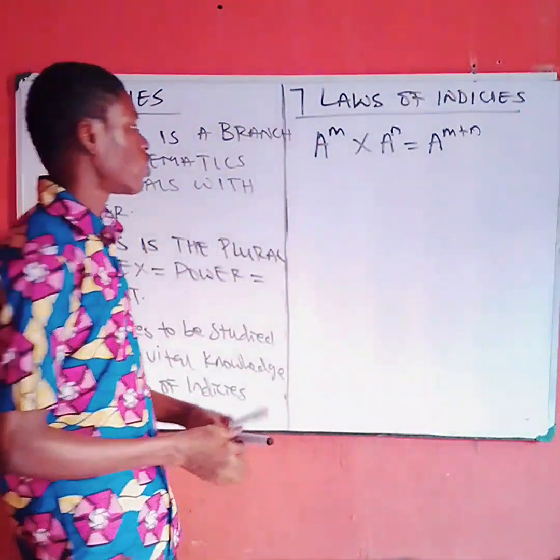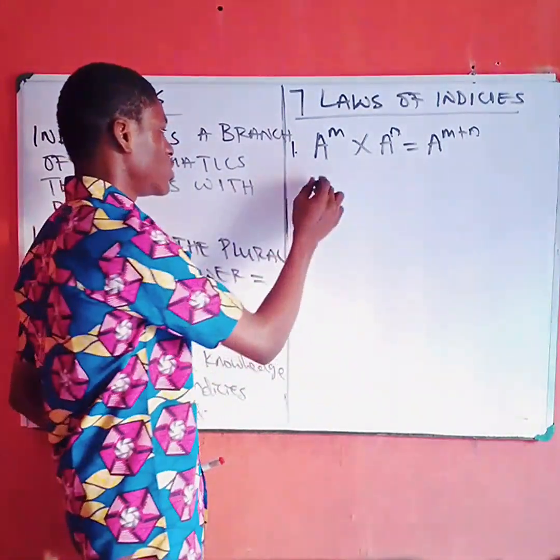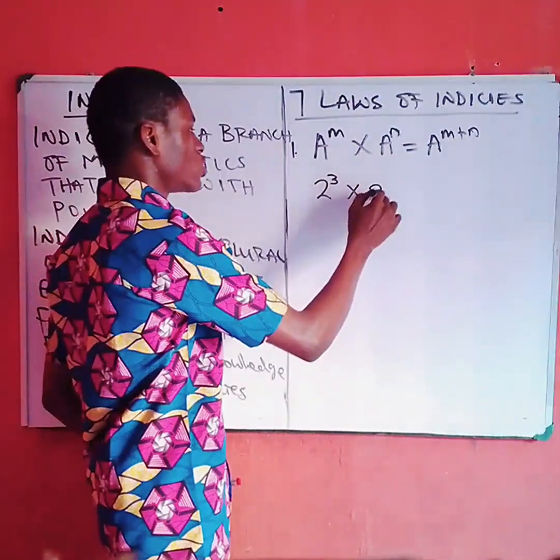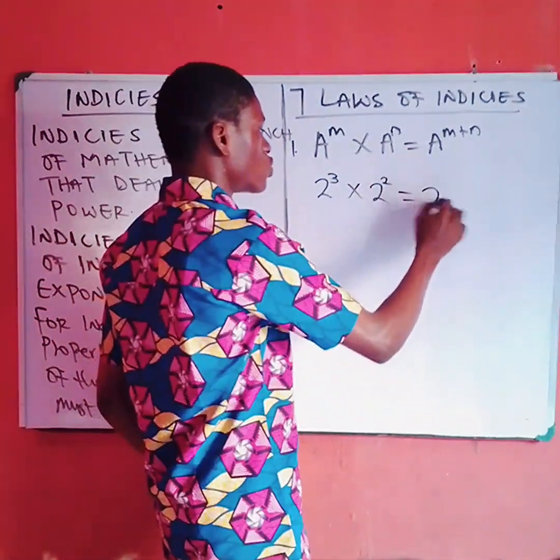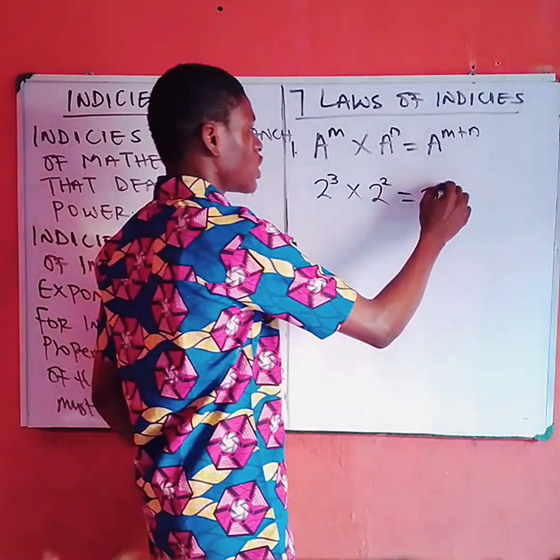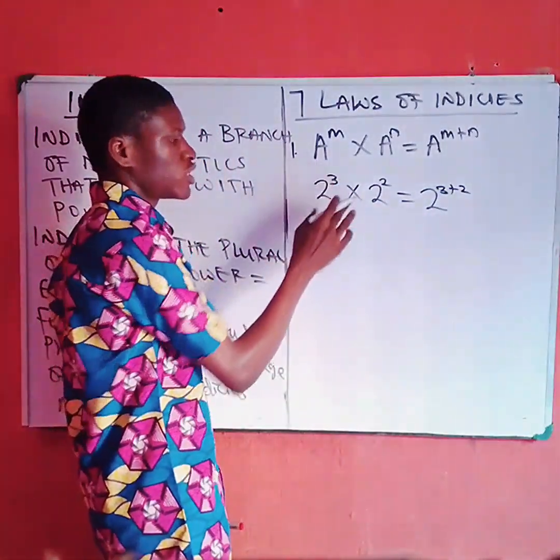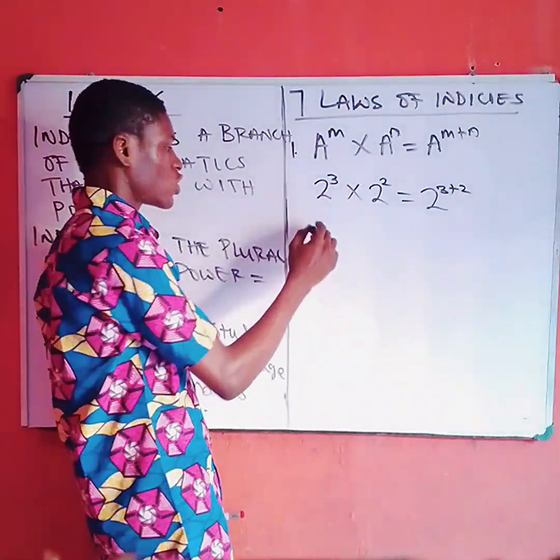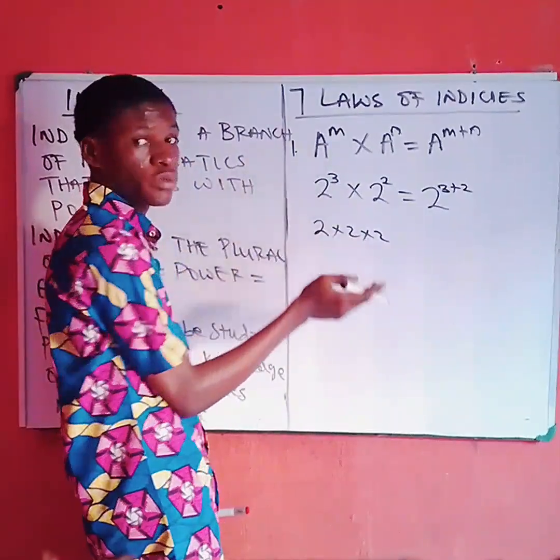Now let me prove this law. Let me take 2 as the base. 2 raised to the power of 3 times 2 raised to the power of 2. According to the law, it is equal to 2 raised to the power of 3 plus 2. Now let me solve and see if it's the same thing. 2 raised to the power of 3 is actually 2 times 2 times 2, 2 in 3 places.